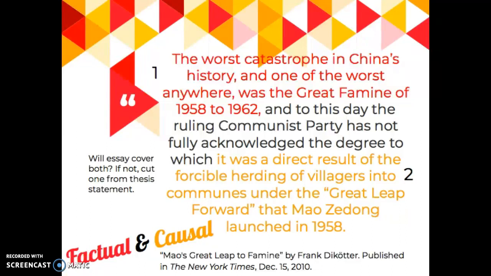Well, if the essay is going to cover both of these aspects relatively equally, yeah, it works, even though it's quite long. But if one is going to take precedent over the other, it would be a good idea to focus the thesis on just number 1 or number 2. And of course, what would I expect to see in this essay? I would expect to see proof for the factual statement that it was the worst catastrophe in China's history, as well as proof that it was, in fact, directly caused by these forcible herdings. Evidence for both of those statements, the causal statement and the factual one.